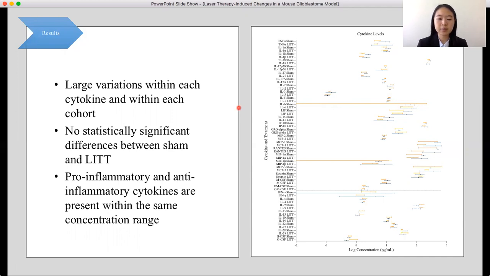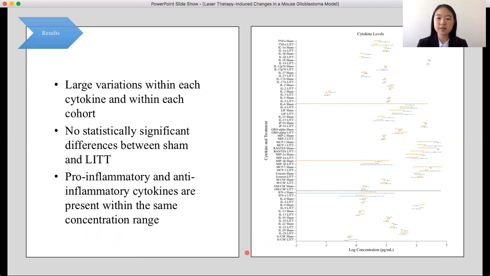We can also see that pro-inflammatory and anti-inflammatory cytokines are present within the same concentration ranges, meaning that the cytokines above this black dotted line, which are pro-inflammatory, and the ones below are anti-inflammatory, they don't clump in very different ways across this log concentration. So they exist in relatively similar concentrations within the brain.